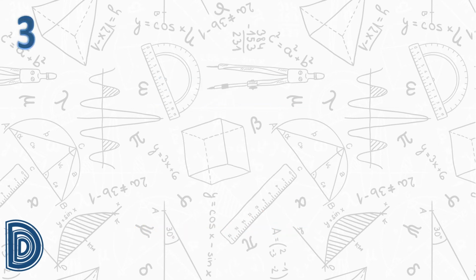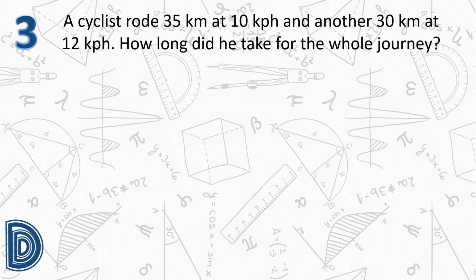Question number 3. A cyclist rode 35 kilometers at 10 kilometers per hour and another 30 kilometers at 12 kilometers per hour. How long did he take for the whole journey? From the formula, distance is equal to rate times time. D is the distance traveled, R is the rate or the speed, and t is time. We can get the value of time as equal to the distance divided by rate.